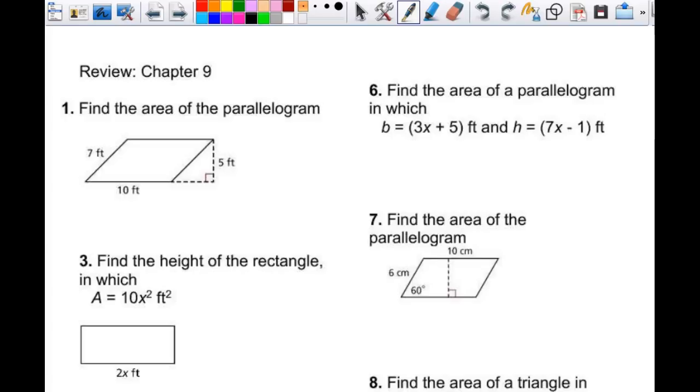Alright, so here is your key to your review. First thing we're going to do, we'll find the area of a parallelogram. So the first thing we always do is write down our formula. Area of a parallelogram is base times height. The base is 10. The height is not 7, it is 5, because height is always perpendicular. So that is going to be 10 times 5, which means the area of the parallelogram is 50 feet squared.